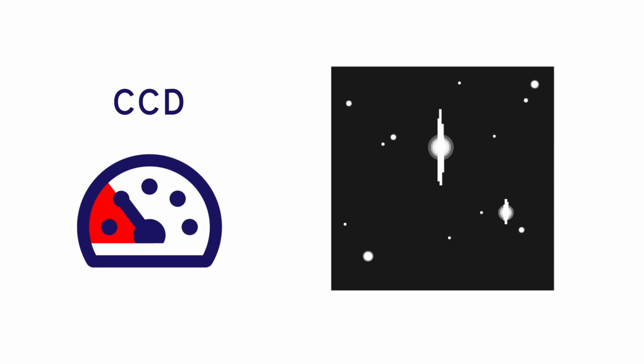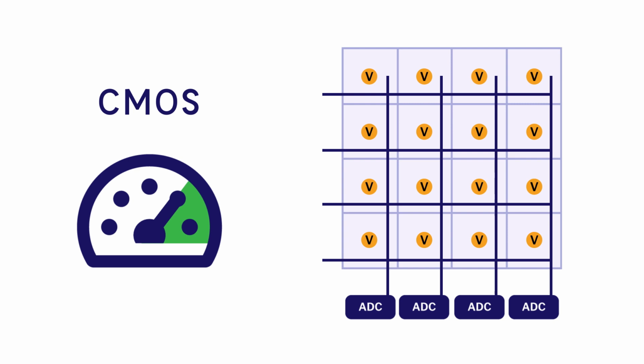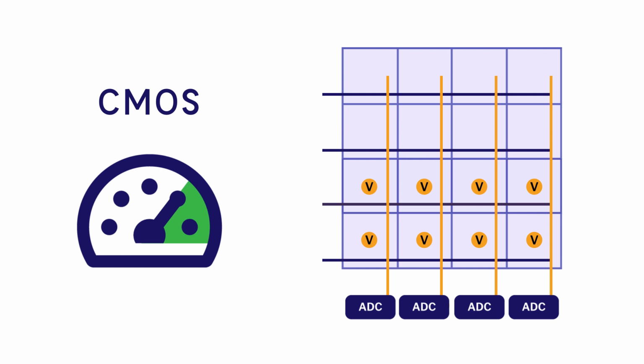A CMOS device, on the other hand, can process data very quickly because it can read out each row of pixels simultaneously. And time is also saved as no electrons need to be moved, unlike on a CCD. This increased speed comes with its own problems.